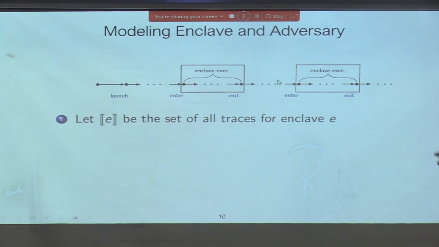So these are, I haven't colored the arrows, but there are some arrows that are actions of the enclave under consideration, and there are other arrows where there are actions of other processes that are running on the system. So let's say the enclave is called E, and brackets E is the set of all traces. So it's denotational semantics for the enclave E.